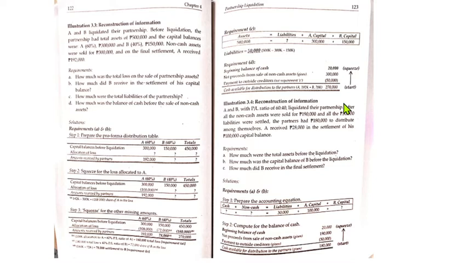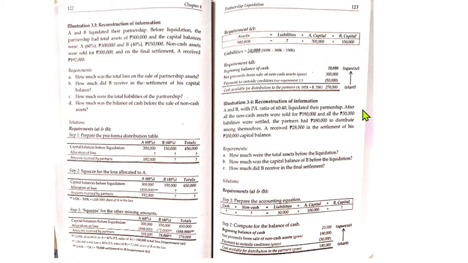Okay. So, for those who already have caught up with the discussion, let's proceed with illustration 3.4. This is still reconstruction of information. So, binibigyan ka ng every possible items or scenarios on where the information is missing. So A and B with P&L ratio na 60-40 liquidated their partnership. After all, the non-cash assets were sold for 190 and all the 30,000 liabilities were settled.